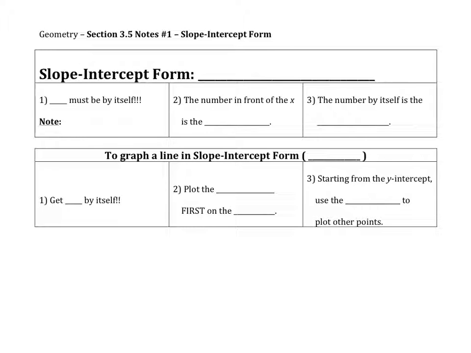In this next section, we're actually going to split it up into two parts. The first section will concentrate on slope-intercept form. So as a reminder, slope-intercept form is y equals mx plus b. You know you have an equation in slope-intercept form when the y is by itself. So again, the y must be by itself in order for you to say you have an equation in slope-intercept form. If the y is not by itself, you must get it by itself.